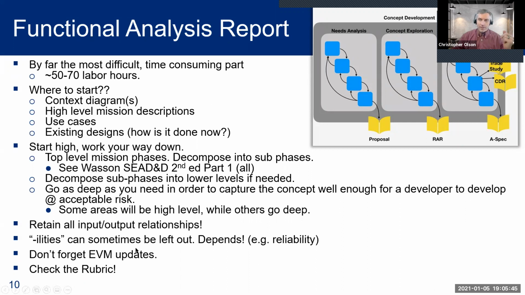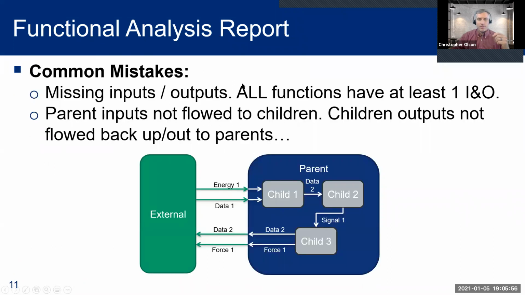Don't forget your EVM updates. So before you submit your functional analysis report, update your EVM information, and then also check the rubric before you submit as well. Common mistakes, got a couple pages of these. A lot of functions might be missing inputs or outputs. All functions have to have at least one input and one output. You might even be asked that at the very end of the presentation with either CJ or Dr. Flanagan.